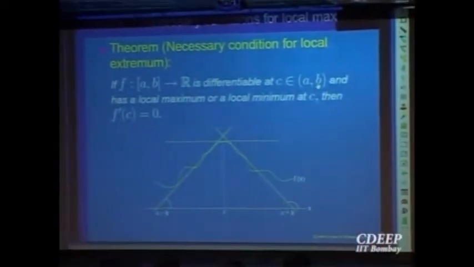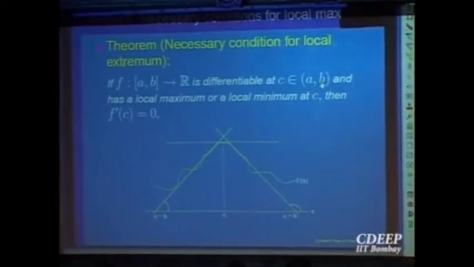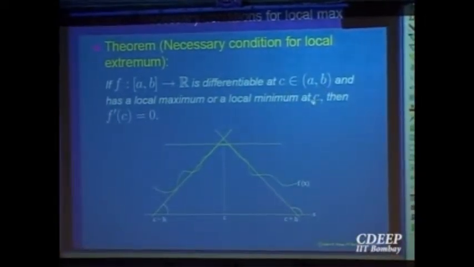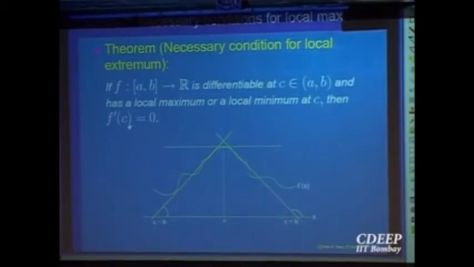Okay. So the theorem says if f is a function defined on an interval (a, b) and c is an interior point, c inside the open interval (a, b), and f has a local maximum or a local minimum at c, and is differentiable, then f prime of c must be equal to 0. Geometrically, it's a very obvious statement, right?